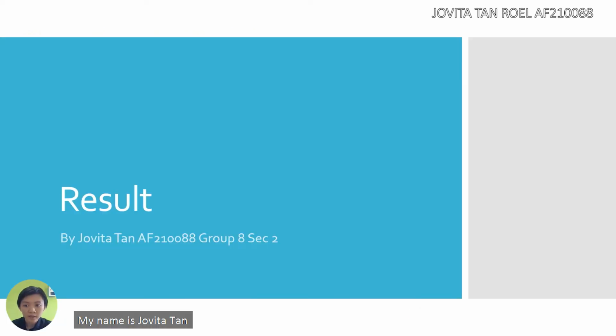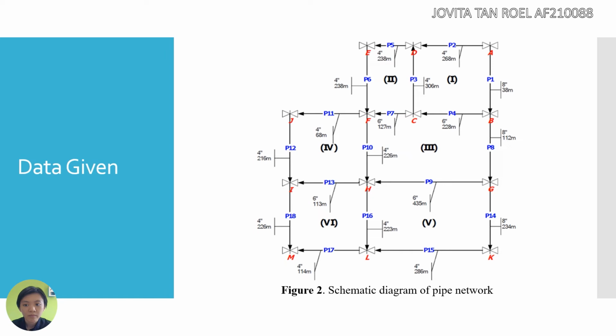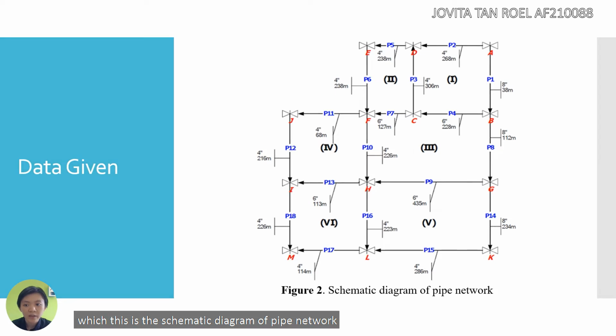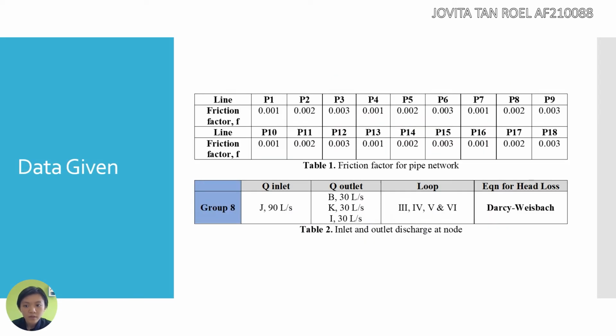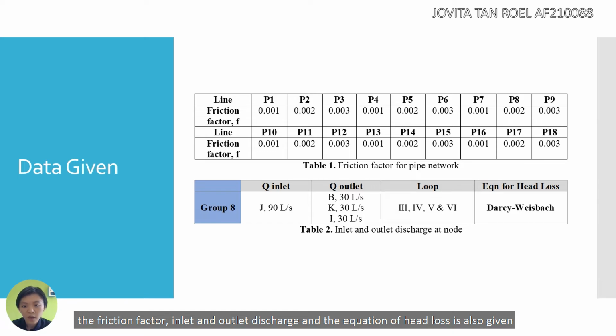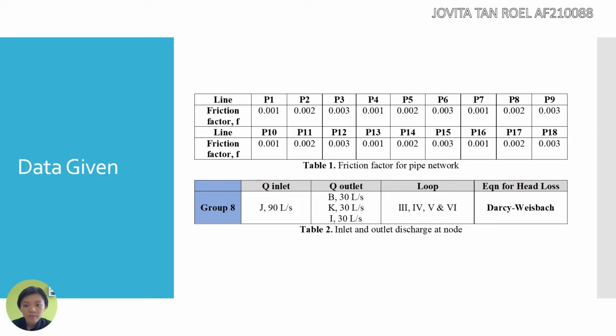My name is Jovita Tan and my matrix number is AF210088. I will talk about the result and calculation for our project. This is the data given by the question, which is the schematic diagram of the pipe network. The friction factor, inlet and outlet discharge, and the equation of head loss are also given.